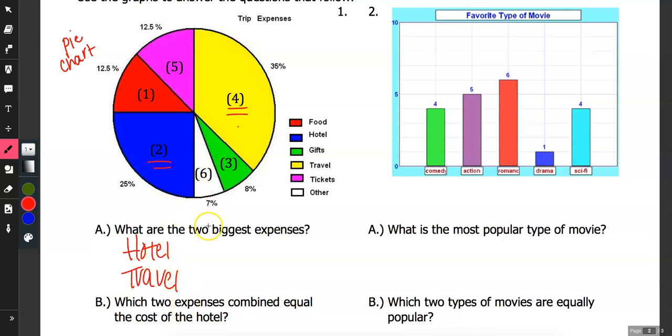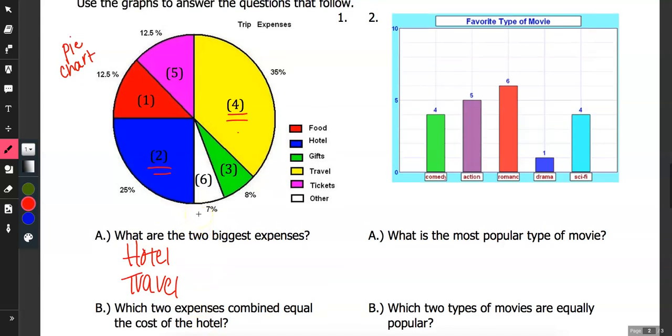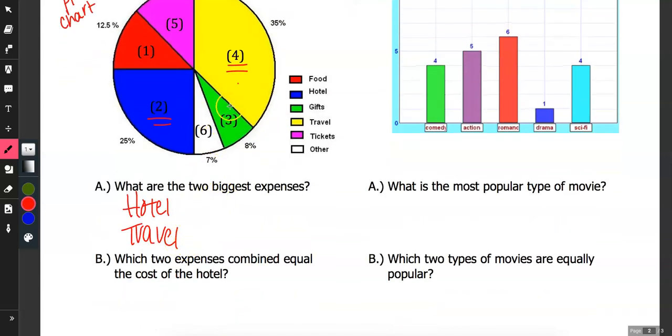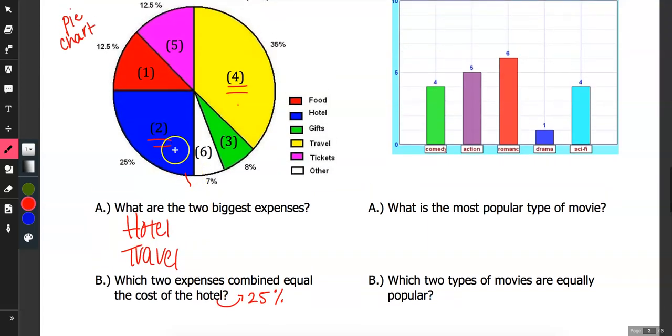Okay, and then which two expenses combined equal the cost of the hotel? So the hotel is 25% of your total costs. So I'm looking for two other expenses that equal 25. Sorry, I have to kind of scroll back up here. Let's see. So when I look at my chart, I can do this visually or numerically. I have the percentages on the outside. It looks like these two guys combined make up the same amount of space as my hotel.